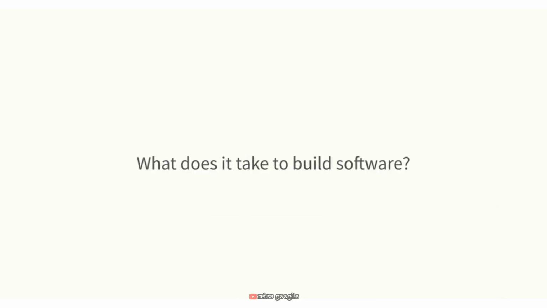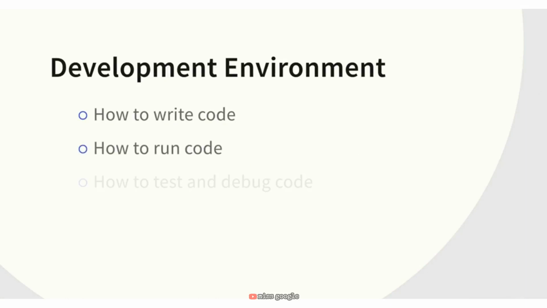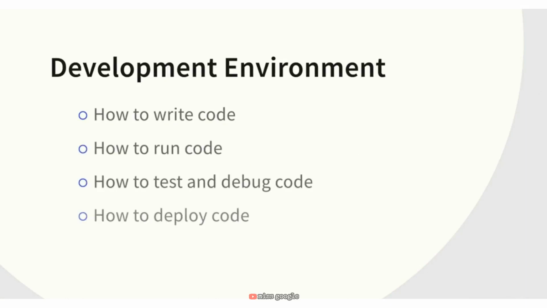What does it take to build software? As you may discover in this course, a lot. There are so many different things that we need to keep in mind. You need to think about how you're going to write your code, how you're going to run your code, how you're going to test and debug your code, how to deploy it, and so much more. There are many tools that handle each of these considerations, and the combination of all these tools make up what we call your development environment.